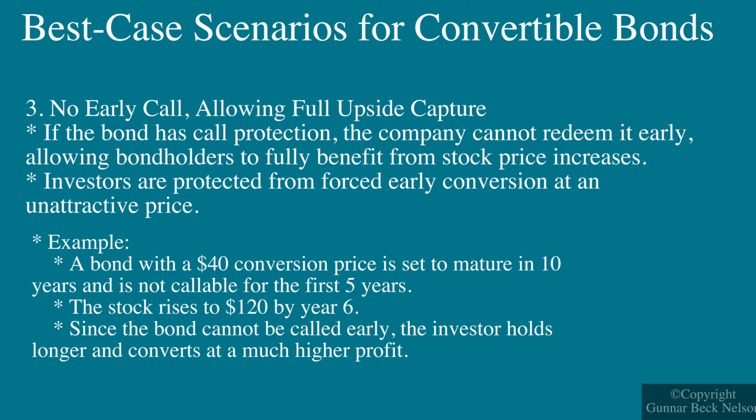Then the third point would be no early call, allowing full upside capture. If the bond has call protection, the company cannot redeem it early, allowing bondholders to fully benefit from stock price increases. And investors are protected from forced early conversions at an unattractive price. For instance, if a bond with a $40 conversion price matures in 10 years and is not callable for the first 5 years, and the stock rises to $120 by year 6, since the bond cannot be called early, the investor holds longer and converts at a much higher profit.